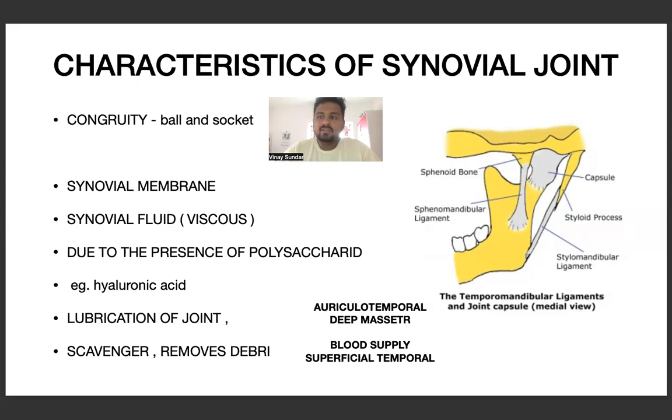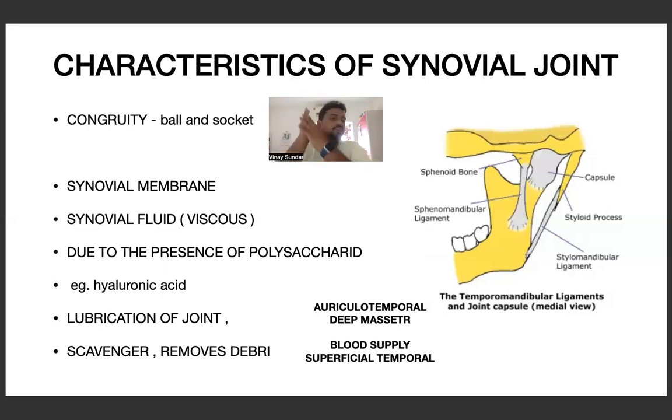So what makes the oil flow less easily? Because the oil is more viscous than water. So similarly, your synovial fluid is more viscous. Why is it viscous? Because of the presence of polysaccharides like hyaluronic acid. Now, what is the job of this synovial fluid? It is going to lubricate the joint.